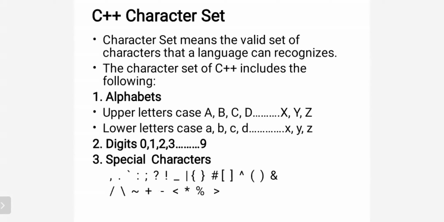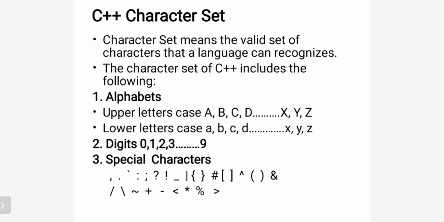The second character set is digits. Totally it has only 10 digits. The 10 digits are 0 to 9: 0, 1, 2, 3, 4, 5, 6, 7, 8 and 9. Totally 10 digits are available. All the 10 digits are valid character sets in the C++ language.